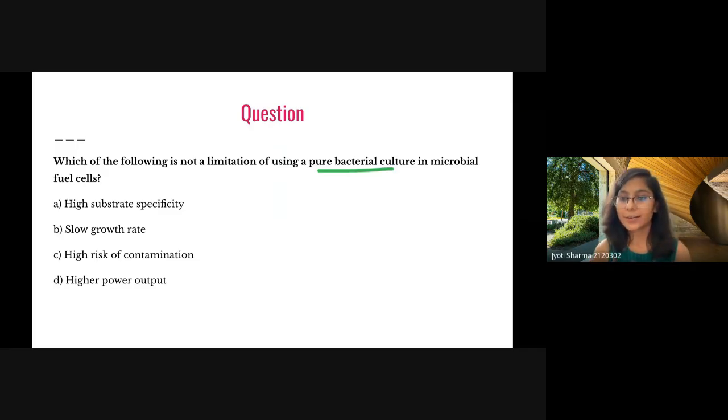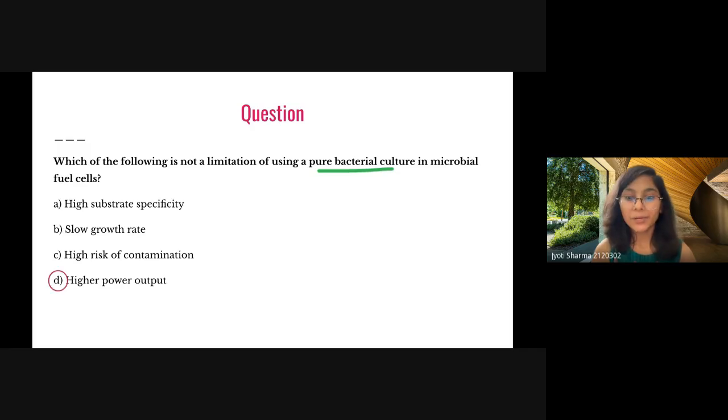What do you think? What is the right answer? Am I getting the right answer? Okay, let me see. Okay, no one is giving me an answer, but okay.